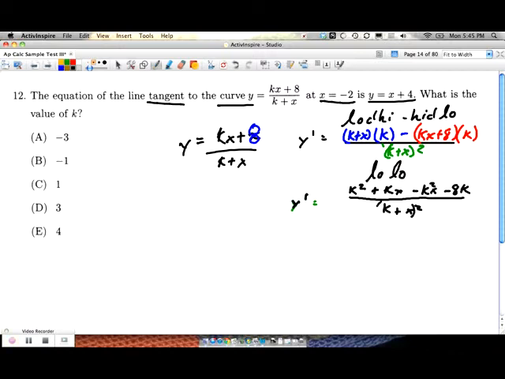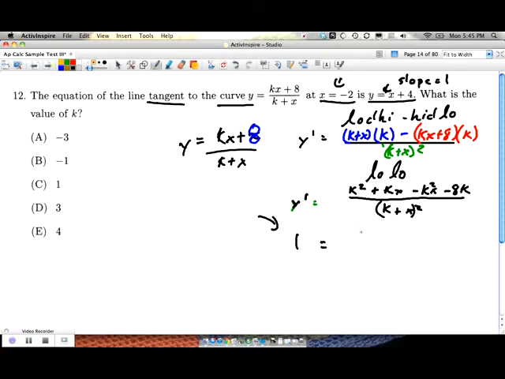Now as I'm looking at this, there's a couple of things I know. First, I know that x equals negative 2, so I could replace that. Second, I know that the slope equals 1. So on the left side here, I'm going to have a 1. This is the slope. This is what it's supposed to simplify down to. On the right side, I can plug in negative 2 for x and then figure out what k is.